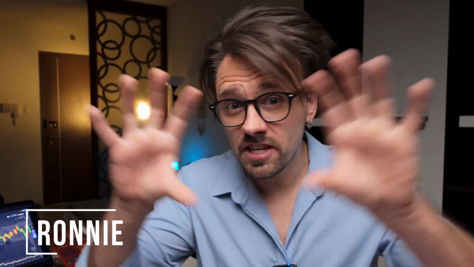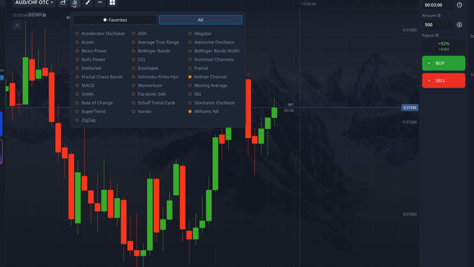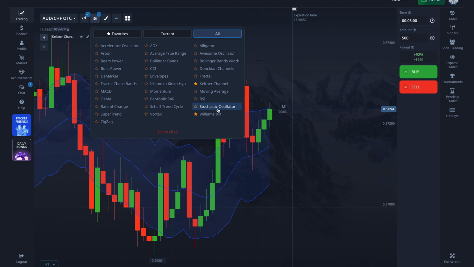And now you'll see the entire process, from setting up the tools to executing the trades with all those exact settings. I'll be using a strategy based on two indicators, Williams and Keltner, on a 1-minute time frame.